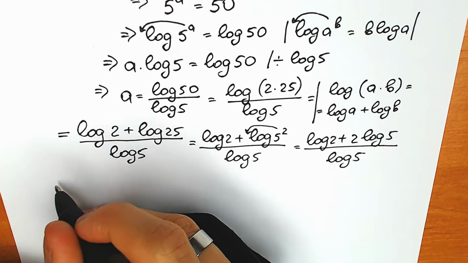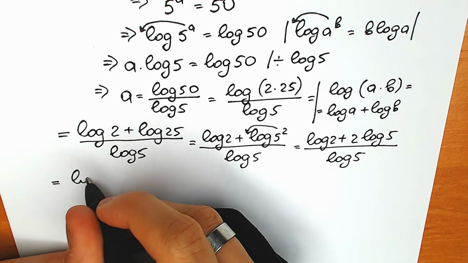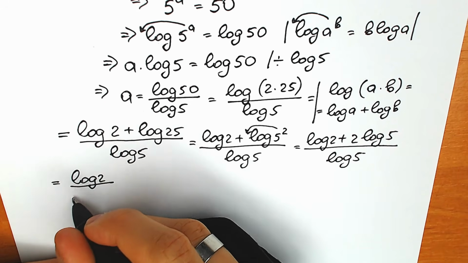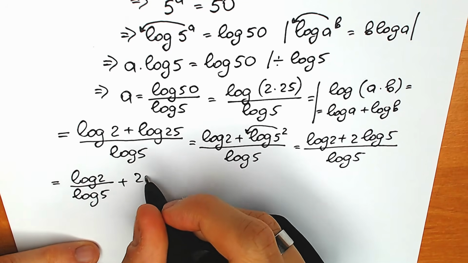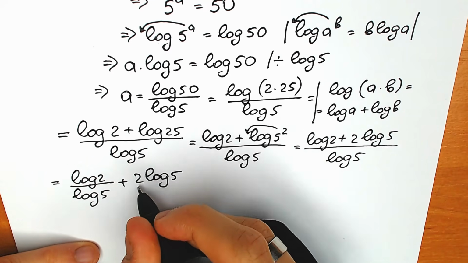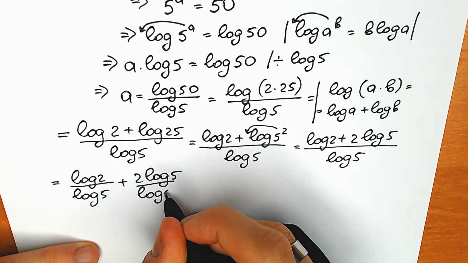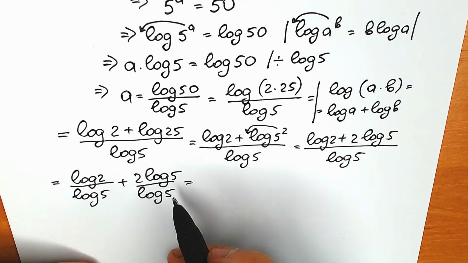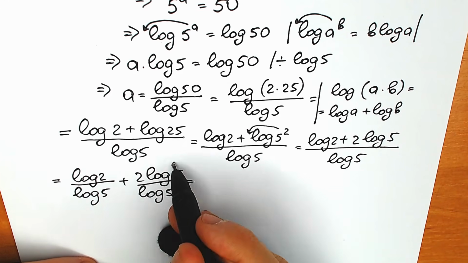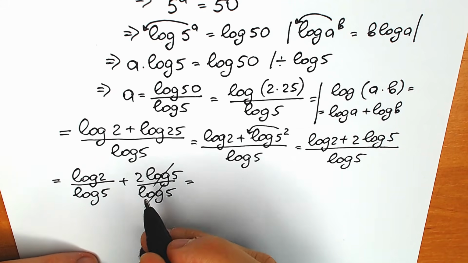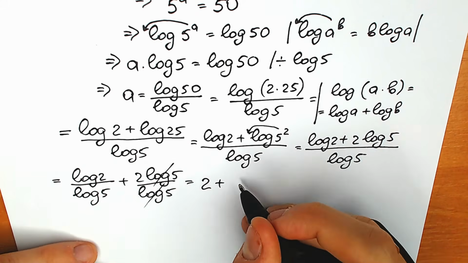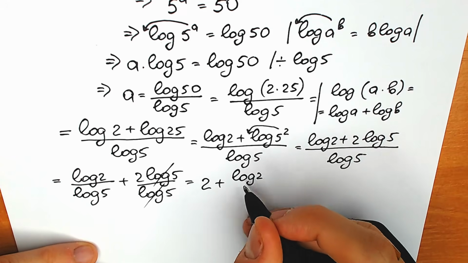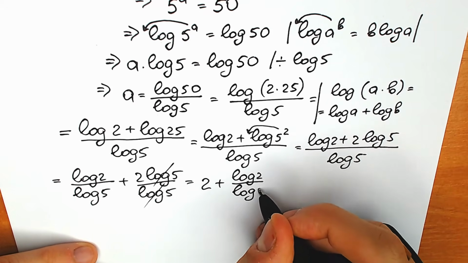This is our common denominator. So as a result, we have log 2 over log 5 plus 2 log 5 over log 5, and that's it. Right now, this log 5 we can easily cancel, so we can cancel this expression, and I'm going to start with this 2 in the beginning. So we have 2 plus this expression log 2 over log 5, and this is our final answer.